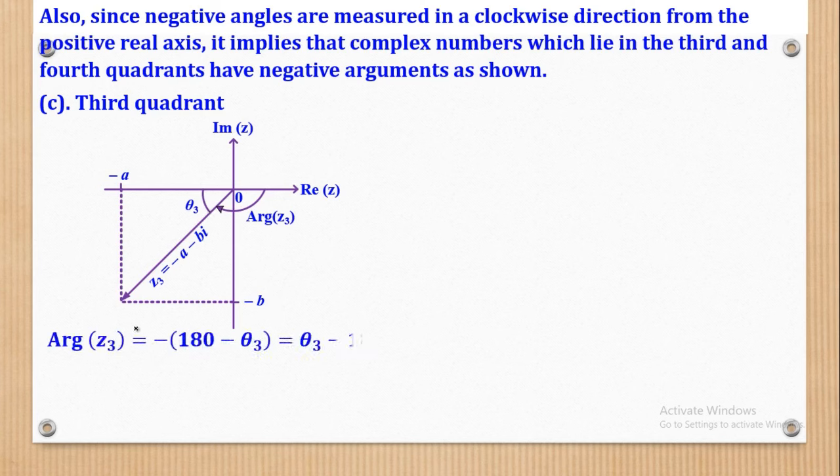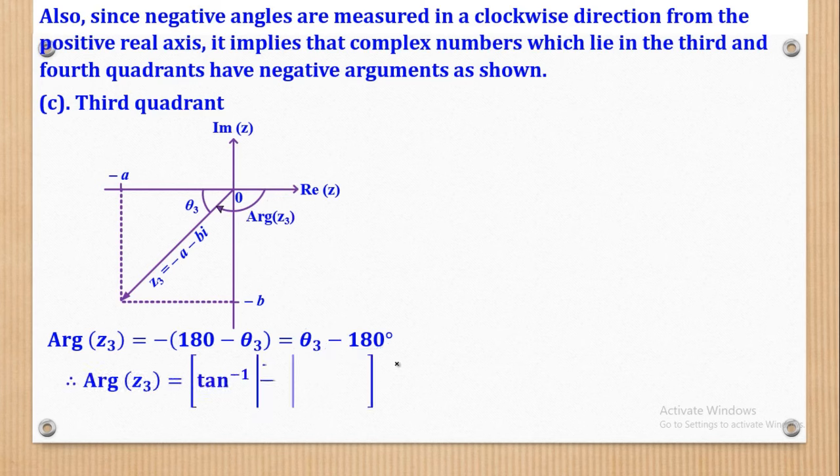Therefore you come and say that the argument of z3 will be equal to negative. Why are we saying negative? Negative because it is going in a clockwise direction. Negative of what? Negative of 180 minus theta 3, because the whole of this is 180 and this one is theta 3, so the remaining part will be 180 minus theta 3. So I believe you know why we're putting this negative. It is because of the direction. Now when I open brackets, I'll get theta 3 minus 180 degrees.